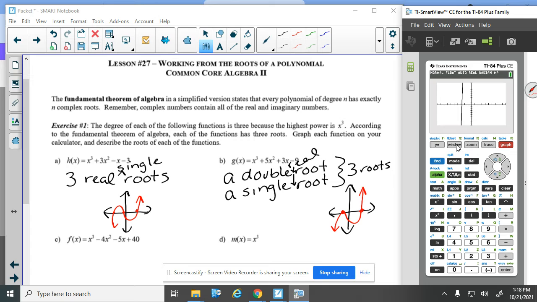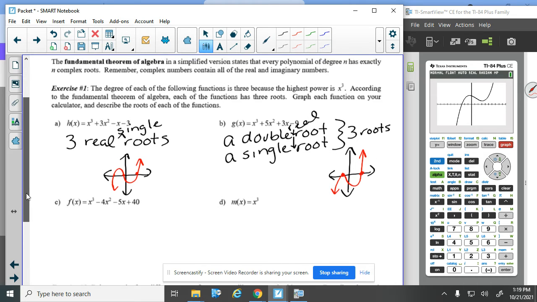The next graph. Okay, let's change our window a little bit. It just looks like a straight line now. Without going to my table, I'll try negative 100 to 100 and see what it looks like. Okay, so now we can see we have 1 real root. This part doesn't come down and cross, so it has 2 imaginary roots. So that's 1 real root, 2 imaginary roots, total of 3 complex roots.